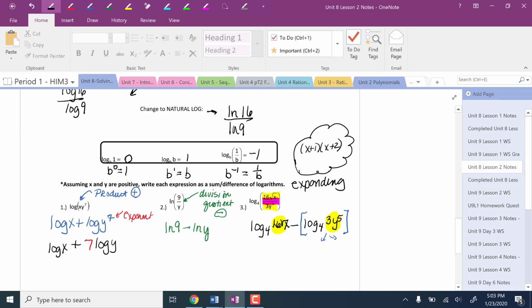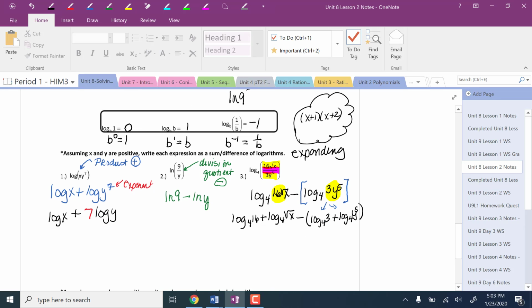So let's break apart this product. I have log base 4 of 16 plus log base 4 of the square root of x, subtract log base 4 of 3 plus log base 4 of y to the 5th. Now we got some more work to do.